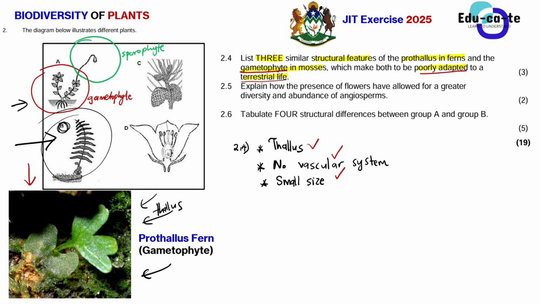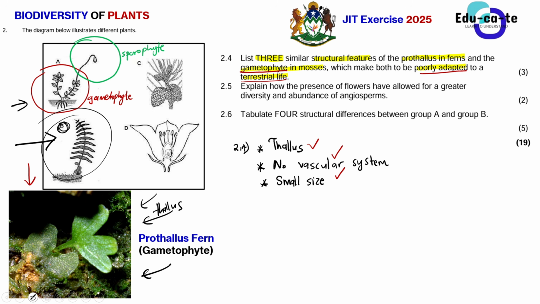So basically, we are comparing a prothallus fan. A prothallus fan is simply a small fan, a smaller version of a fan, or it's a gametophyte of a fan. Simply that. Please watch my videos, guys, as I explain this. I hate repeating the same thing.